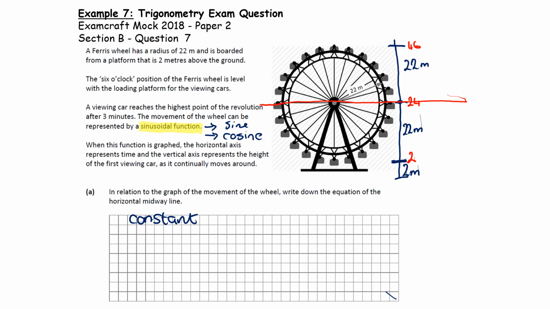It's a constant horizontal line, which means it's going to be in the form y equals some value, so y equals 24. And really 24 meters, but they couldn't dock you marks for that if we're talking about a function. So that is our midway line. So it seemed a lot more difficult than it was.